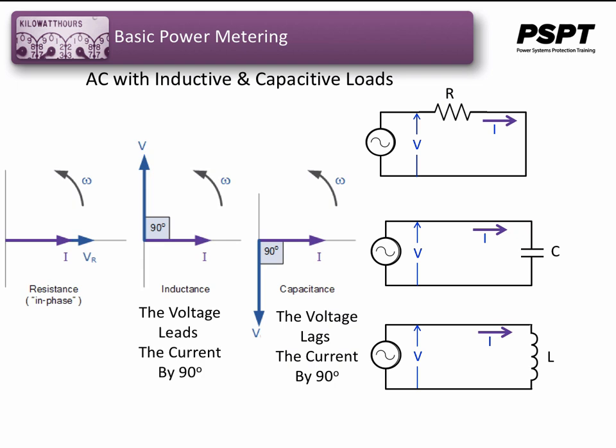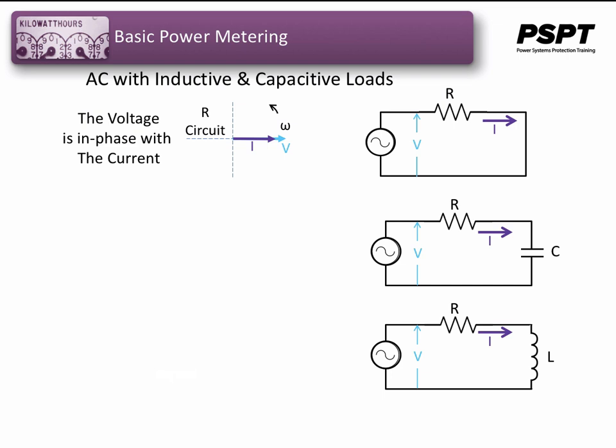For a purely inductive load, you will find that the voltage leads the current by 90 degrees. So in the case of a pure resistive, capacitive, and inductive load, the current reacts in quite a different manner for each of those separate loads. The resistive load has the current in phase with the voltage. The voltage leads the current in the case of inductance, and the voltage lags the current in the case of capacitance.